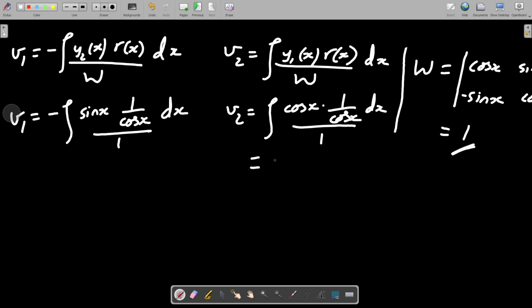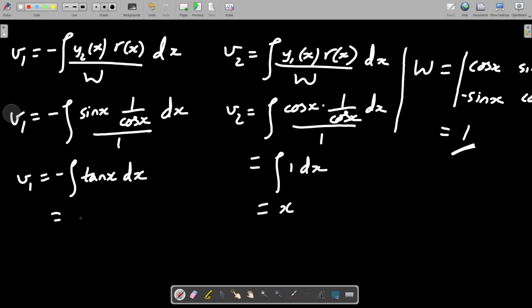So this will become the integral of 1 dx. So v2 of x is nothing but x, and v1 is going to become the integral of minus tan x. What is the integral of tan x? Sec square x, I think so. No, no. Okay, sec square x. So what will be yp of x rather?